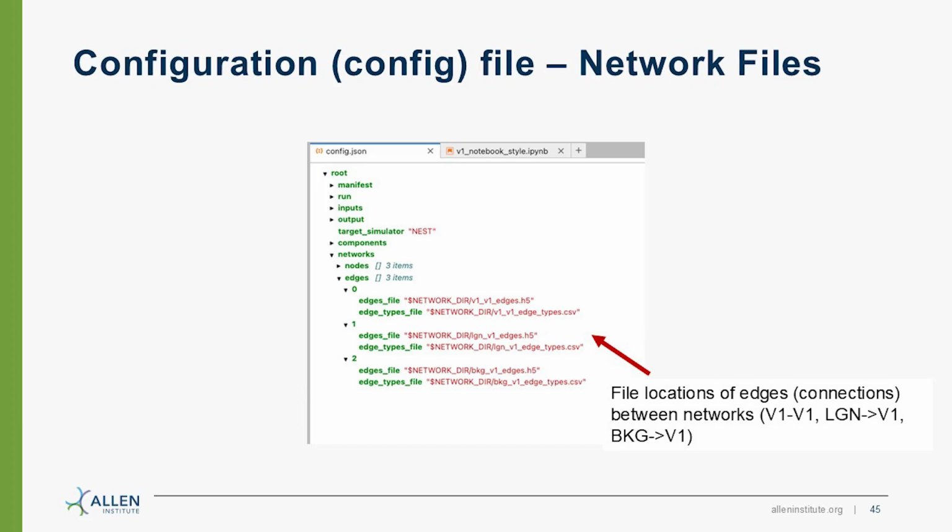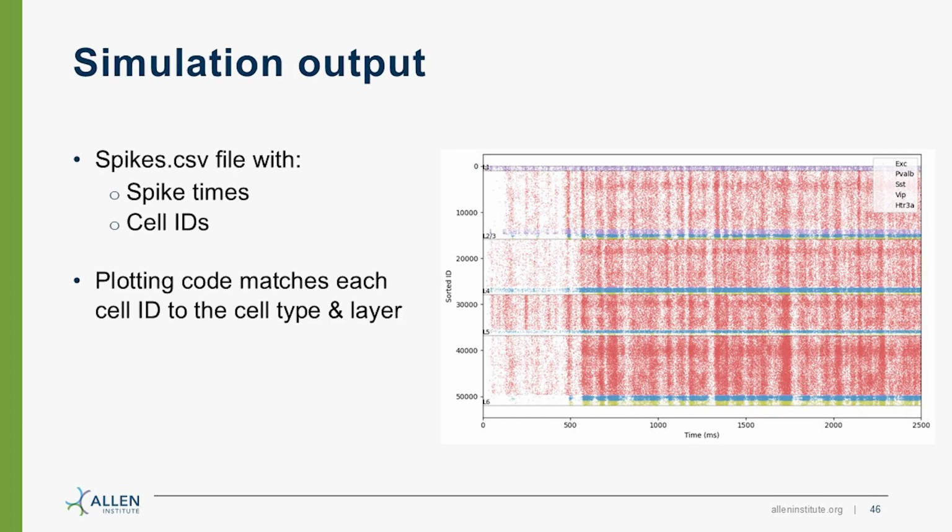Okay, and then we'll run the simulation. We'll get an output that looks very similar to the paper. And what you can see is that this was in response to, I think, a 270-degree drifting grating. So you can see that some cells are more responsive than others to this stimulus.